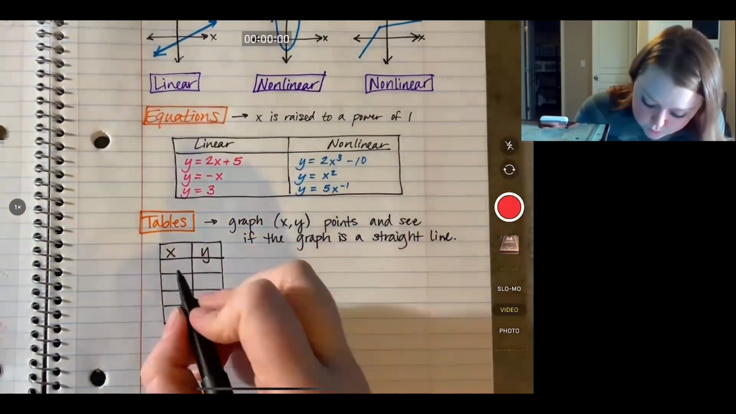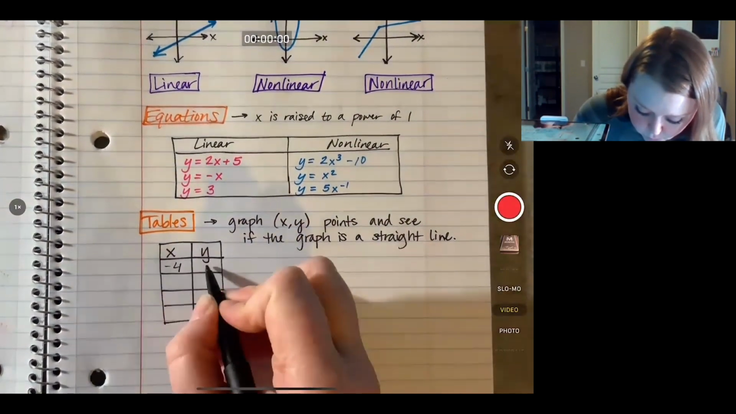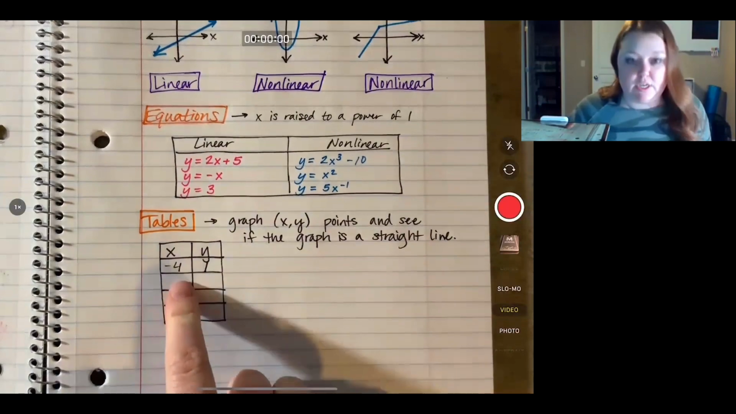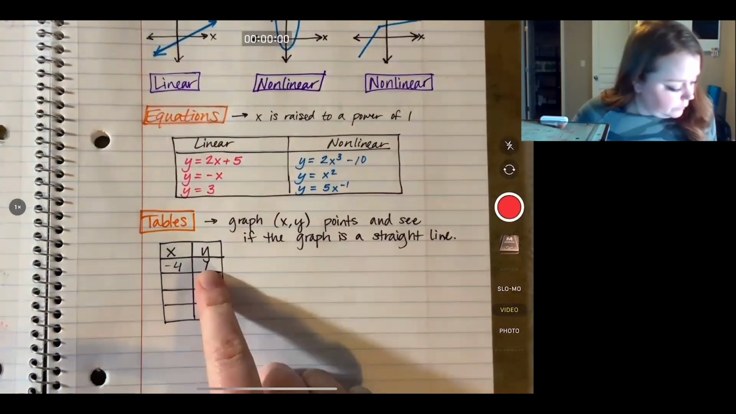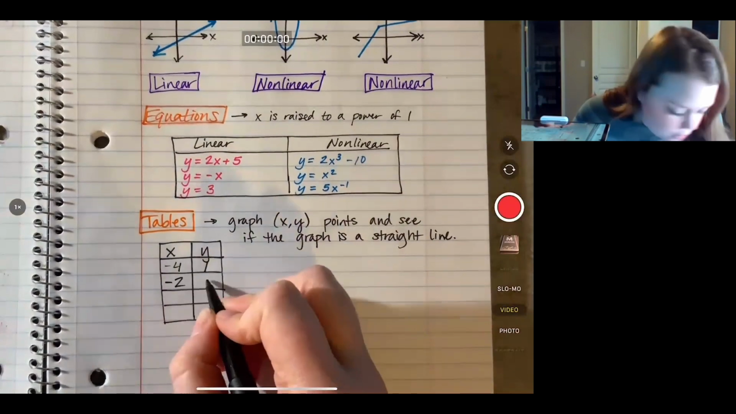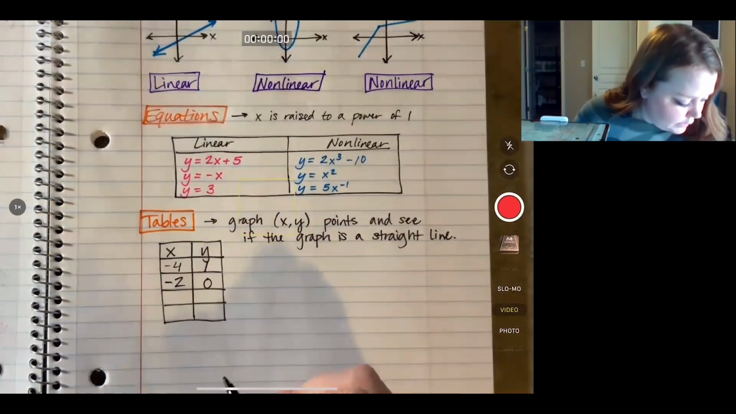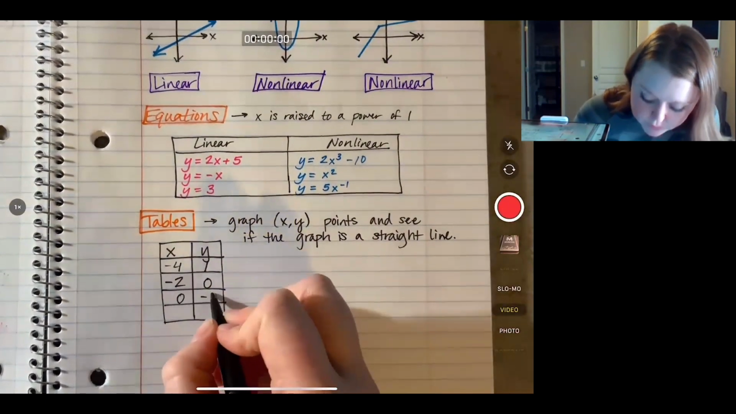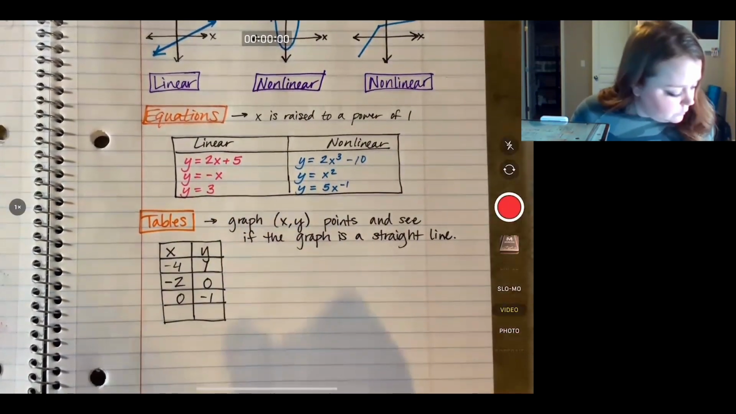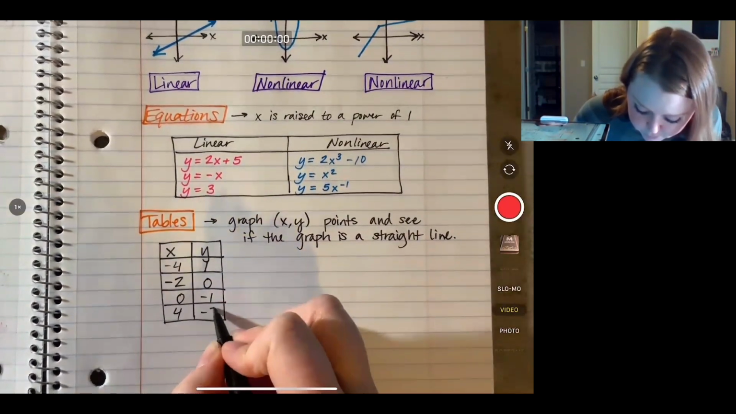Okay, so we have our first ordered pair would be -4, 1. So when your input's -4, your output's 1. And then your next point would be -2, 0. Next point is 0, -1. And your next point is 4, -3.